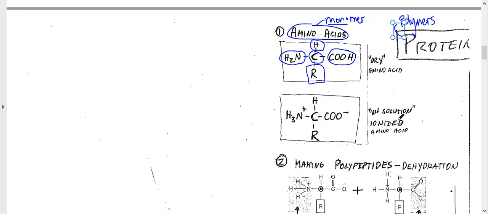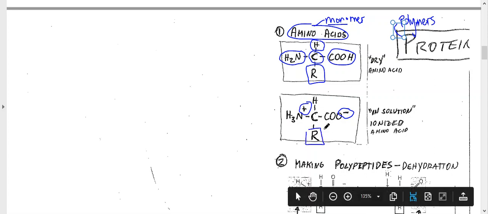If you drop amino acids in water or in solution, like in your cells, here's the charges I told you about. The carboxyl group becomes negatively charged and it loses a hydrogen. The amino group becomes positively charged because it gains a hydrogen. And again, the R group and the hydrogen are still there. Well, the hydrogen's always there. The R group is going to be different for every amino acid. So this is your basic architecture.